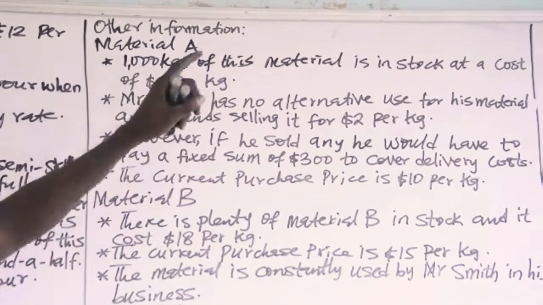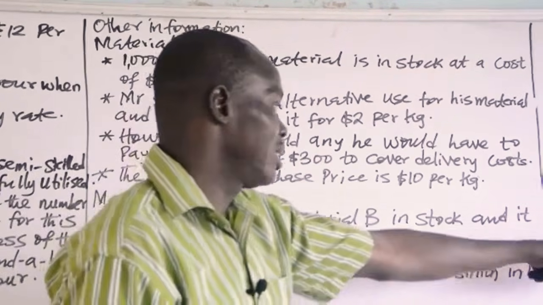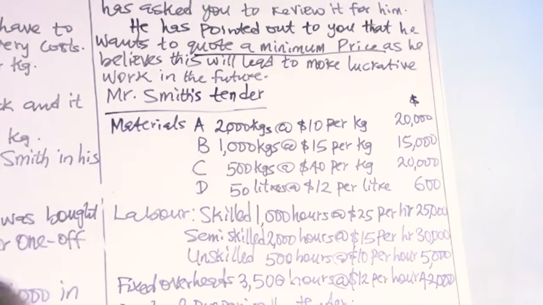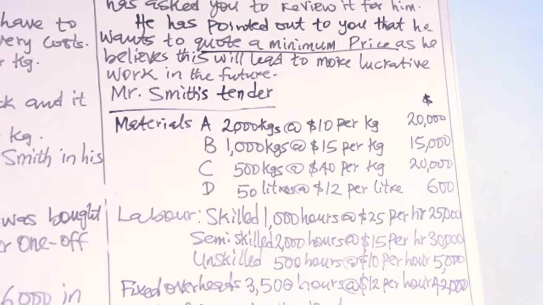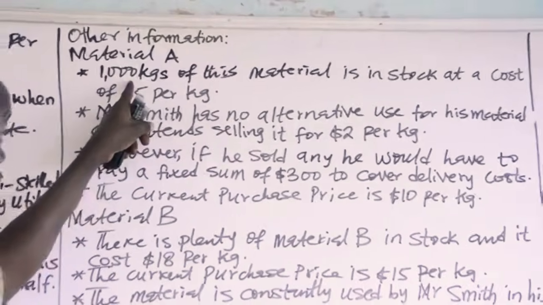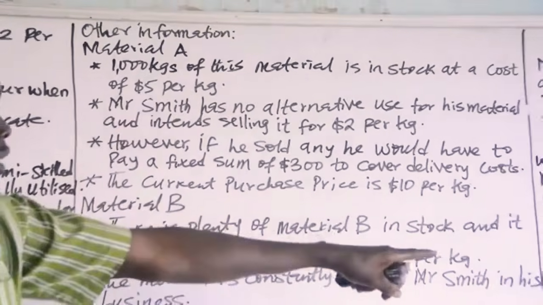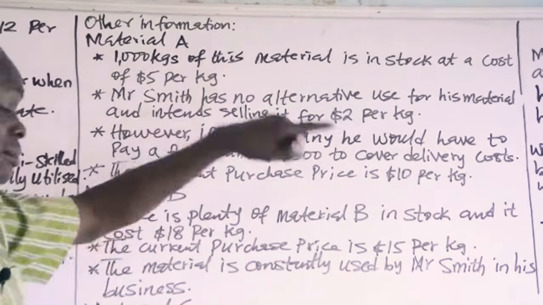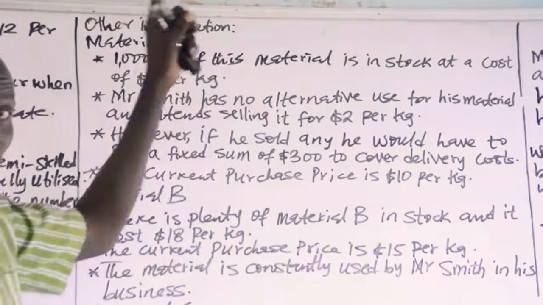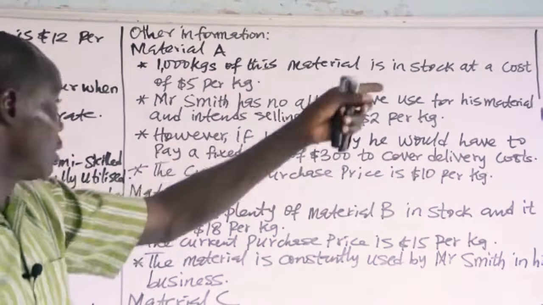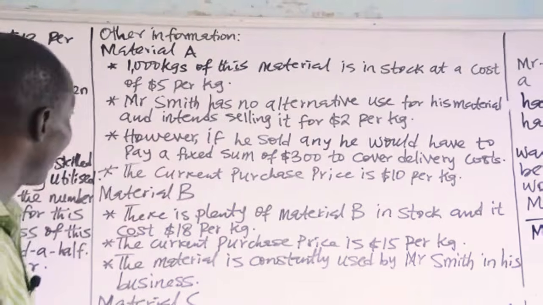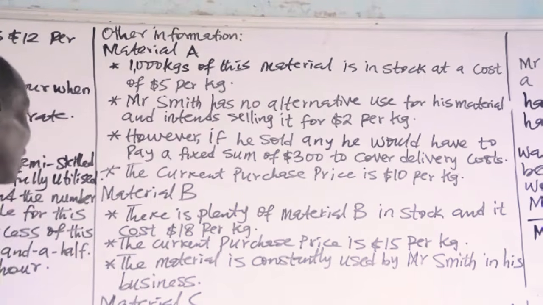And how many kg of material A will be required? 2,000 kg of material A will be required for the project, and 1,000 is in stock. That means they will have to buy another 1,000. So for the 1,000 that will be bought in, the current market price will be the relevant cost. But for the 1,000 in the stock already, that is the existing material, let's see what the price to be considered for that.